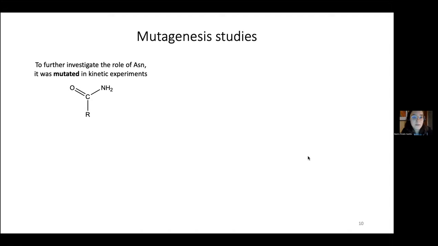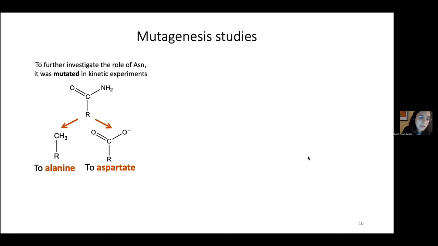In order to further investigate the role of this asparagine, it was mutated by our collaborators in kinetic experiments. On the one hand, it was mutated to alanine, and it also was mutated to aspartate. To alanine, we would expect that the enzyme lost its activity, but aspartate has obviously a carboxylic acid in the side chain, so it could, in theory, deprotonate this threonine.